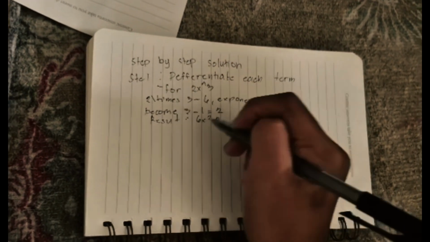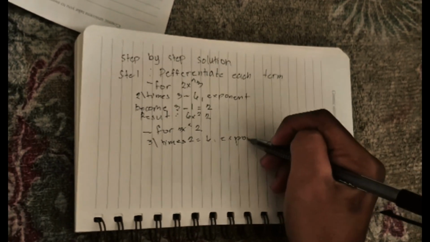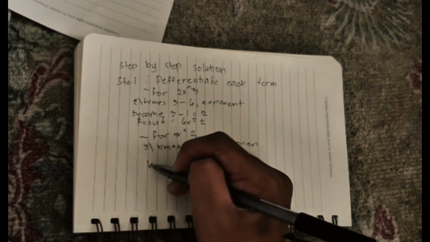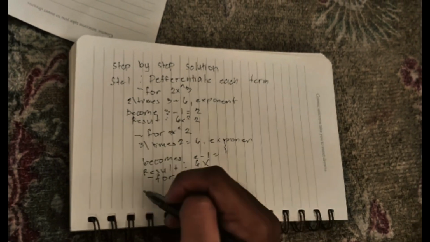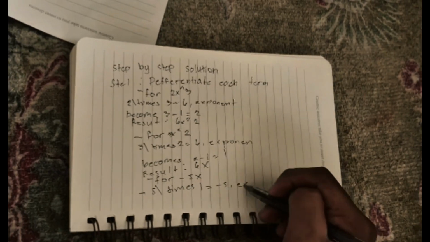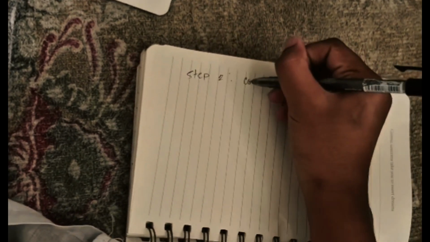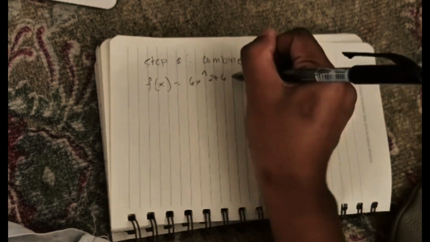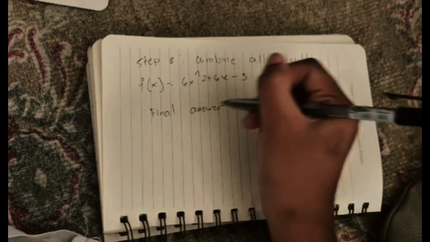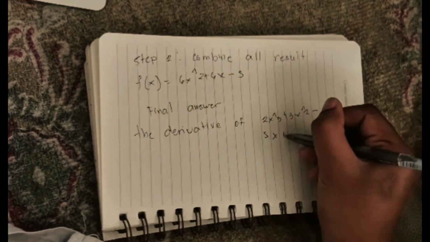For 3x squared, 3 times 2 is equal to 6. The exponent becomes 2 minus 1, which is equal to 1. The result is 6x. For negative 5x, negative 5 times 1 is equal to negative 5. The exponent becomes 1 minus 1, which is equal to 0. The result is negative 5. In step 2, combine all the results. f prime of x is equal to 6x squared plus 6x minus 5. Final answer: the derivative of 2x cubed plus 3x squared minus 5x is 6x squared plus 6x minus 5.